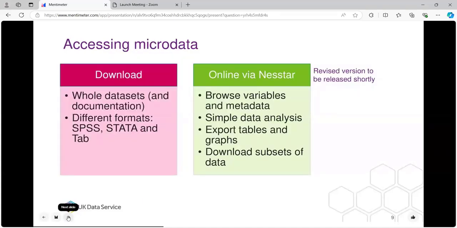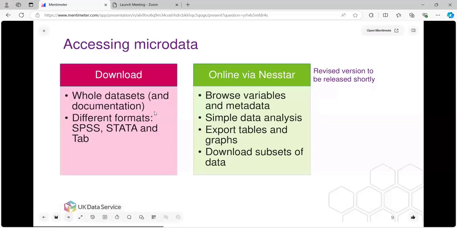Now, how to access the microdata? Two ways: either by downloading the dataset or accessing it online via NISTAR. You can download the whole dataset and the documentation that goes with it. This can be done in various formats, such as SPSS, Stata, Tab. And this will allow you full access offline, and you can carry out advanced analysis in your preferred software.